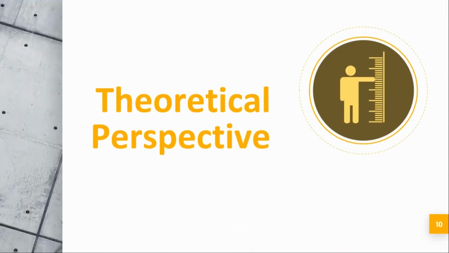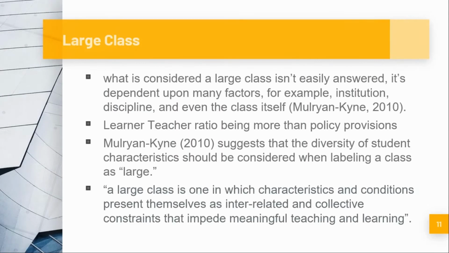I want to take you to the theoretical perspective of this study, and we are starting with the large class. What is considered a large class isn't easily answered, for it depends on many factors. It also depends on the learner-teacher ratio being more than the policy provisions, and other authorities suggest, for example, the diversity of student characteristics. Therefore, a large class is one in which characteristics and conditions present themselves as interrelated and collective constraints that impede meaningful teaching and learning.